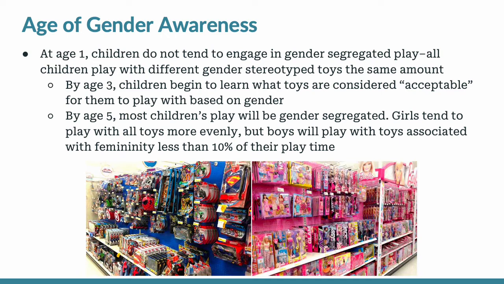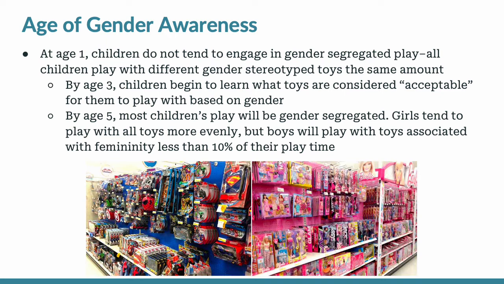By age 3, children begin to learn what toys are considered acceptable based on their biological sex and gender. And then by age 5, most children's play will be gender segregated. However, girls tend to play with all toys more evenly, but boys will play with toys associated with femininity less than 10% of their playtime.